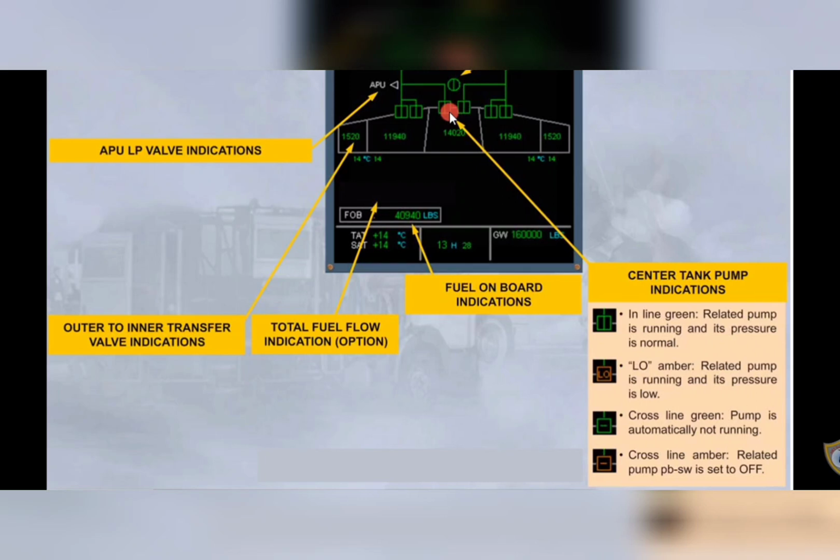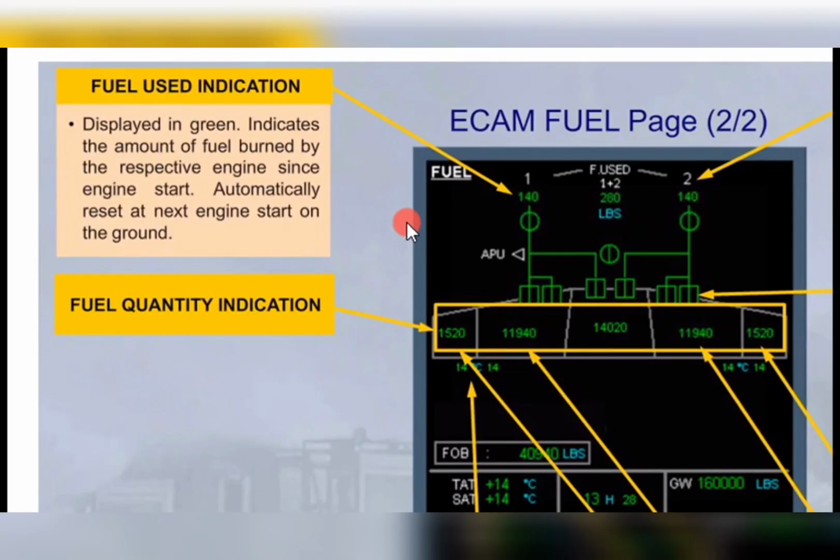Now here we see all the indications: APU valve indication, fuel on board, total fuel flow, outer to inner transfer valve indications, and center tank fuel pump indication. Here it's shown in green, that means related pump is running and its pressure is normal. Fuel used indication will show below 1 or 2, and it will show how much fuel has been used from engine start till engine stop. Automatically reset at next engine start on the ground.